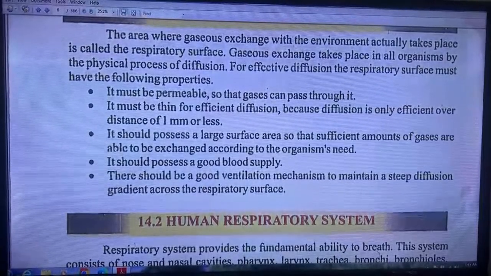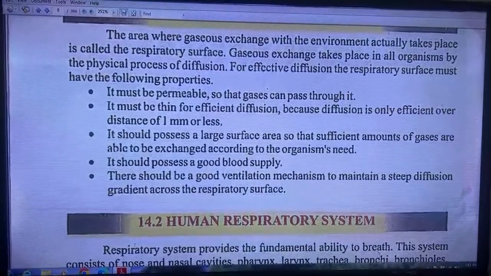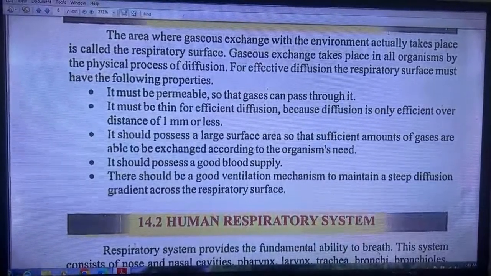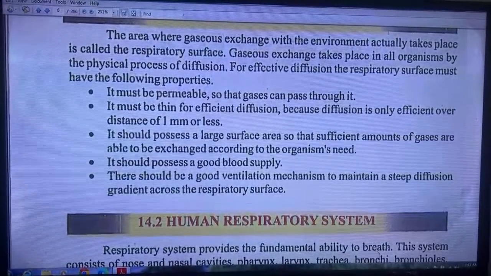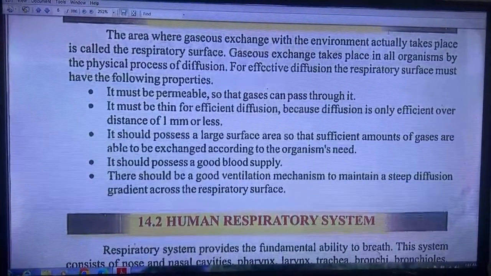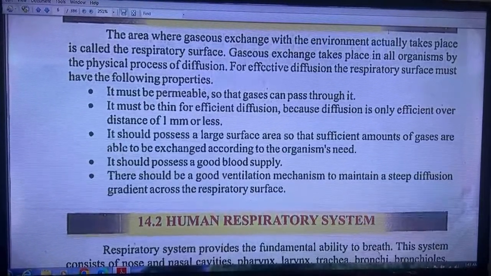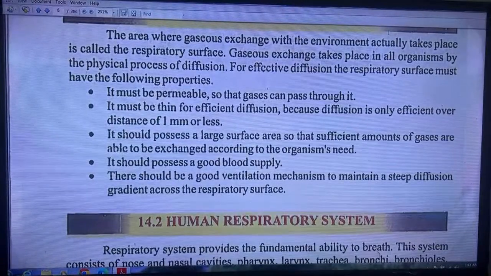It must be permeable so that gases can pass through it. It must be thin for efficient diffusion, because diffusion is only efficient over a distance of 1 millimeter or less. It should possess a large surface area so that a sufficient amount of gases can be exchanged according to the organism's needs. It should possess a good blood supply. There should be a good ventilation mechanism to maintain a steep diffusion gradient across the respiratory surface.